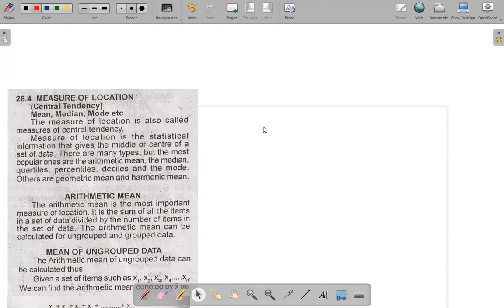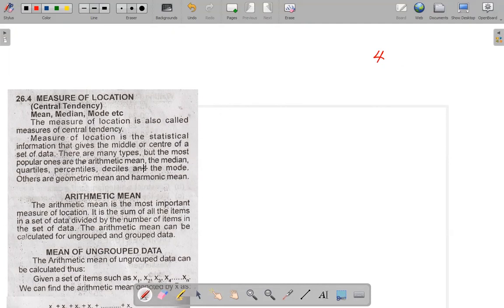Quartiles, just as the name implies, is when a set of data is divided into four. Percentile, from the word percentage, is when a set of data is divided into 100. Then decile, from the word decimal, which means 10, is when a set of data is divided into 10. So all of these form the measure of location or measure of central tendency.